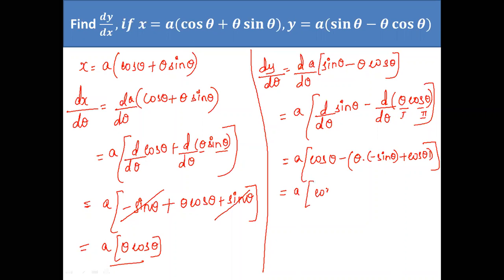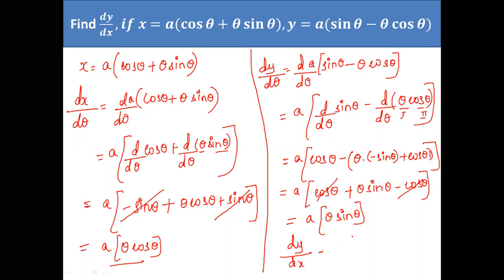So it is cos theta, minus into minus is plus, so it is theta sin theta. Minus into plus is minus, into cos theta. So cos theta and minus cos theta cancel. We will be left with a into theta sin theta. So what is dy by dx? It is dy by d theta, that is a into theta sin theta, divided by a into theta cos theta. So a cancels, theta cancels, and sin theta by cos theta is tan theta.